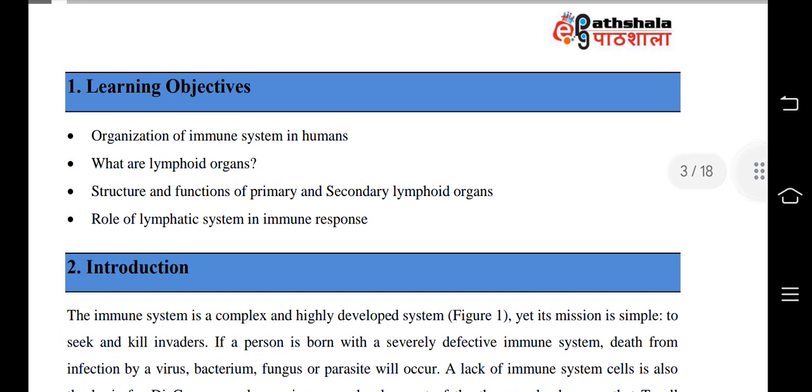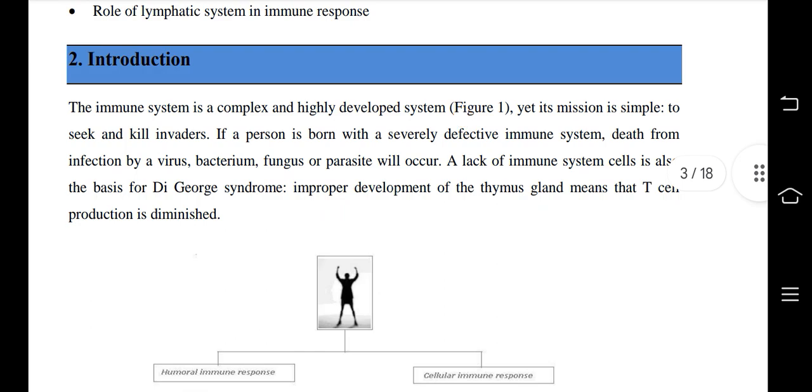Organization of immune system in human. What are lymphoid organs? Structure and function of primary and secondary lymphoid organs. Role of lymphatic system in immune response. The immune system is a complex and highly developed system, yet its mission is simple: to seek and kill invaders.